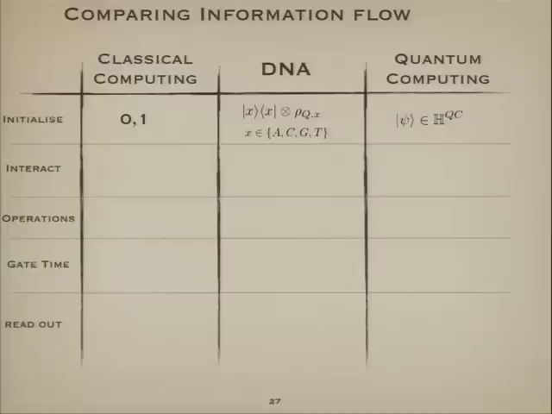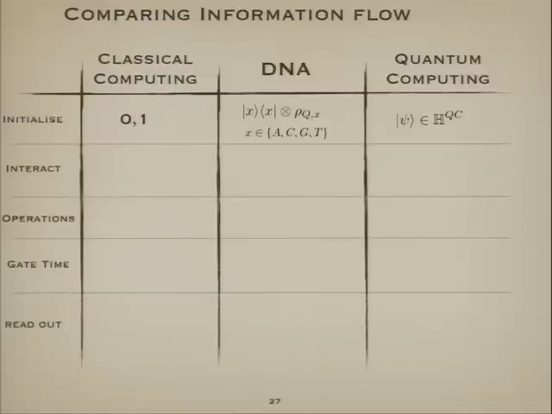So, last point, comparing those different platforms which all have to do with information flow. If I have a classical computer, I would initialize it in either 0 or 1 or any other computational basis. For DNA, I argued that you use quantum classical states. And for quantum computing, I didn't talk too much about it, so if you are unfamiliar with the subject, you can just ignore the last column. You have whatever space your quantum computing is assigned to, with its Hilbert space.